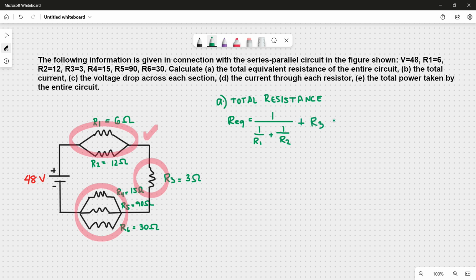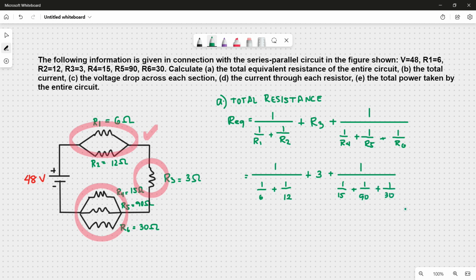Next, since we have another parallel resistors, we say 1 divided by 1 over R4 plus 1 over R5 plus 1 over R6. And then we simply substitute the values. For the first section, we got 4. And if we rewrite the circuit, this will be the same as this. It's just that it is simplified. Same as for this section, which has a total resistance of 9. So now we have 4 plus 3 plus 9, a total of 16 ohms.